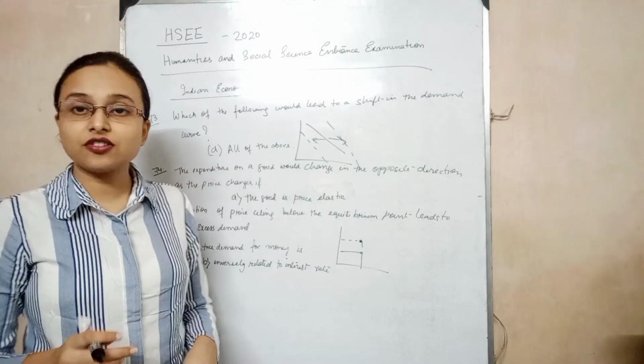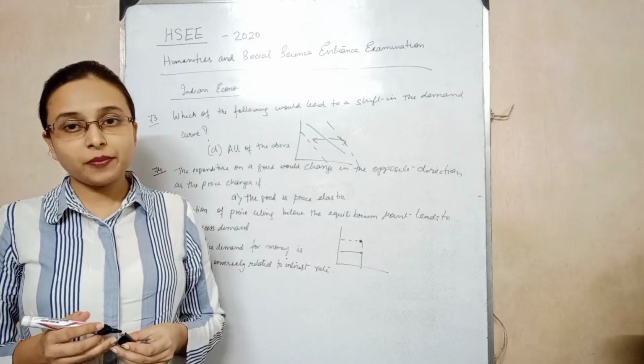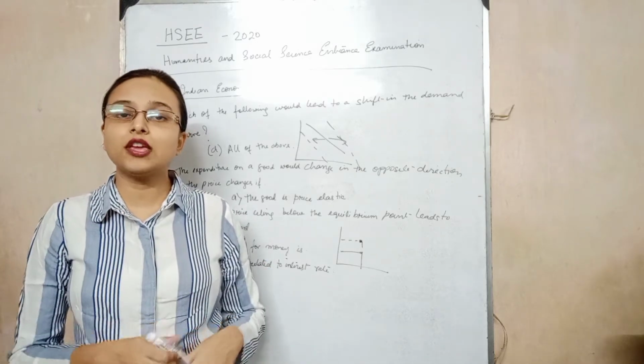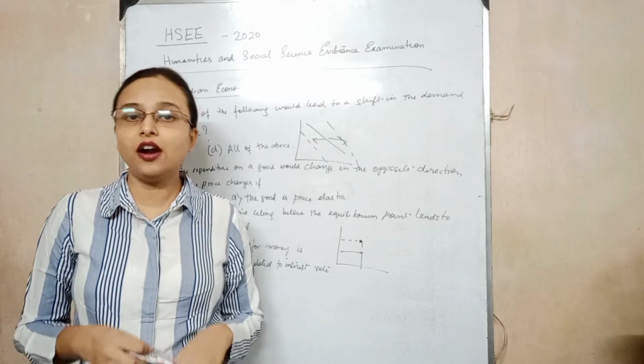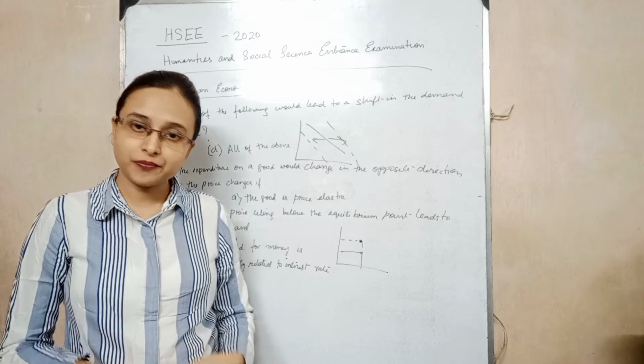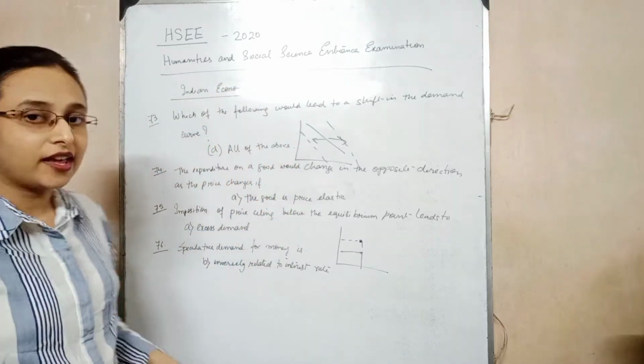Now since the interest rate is low, we don't want to keep it in the bank because we are not getting any benefit. This is why we will want to keep more of the liquid cash in our homes. Okay, so it is inversely proportional. Okay, now we'll move on to the next question.